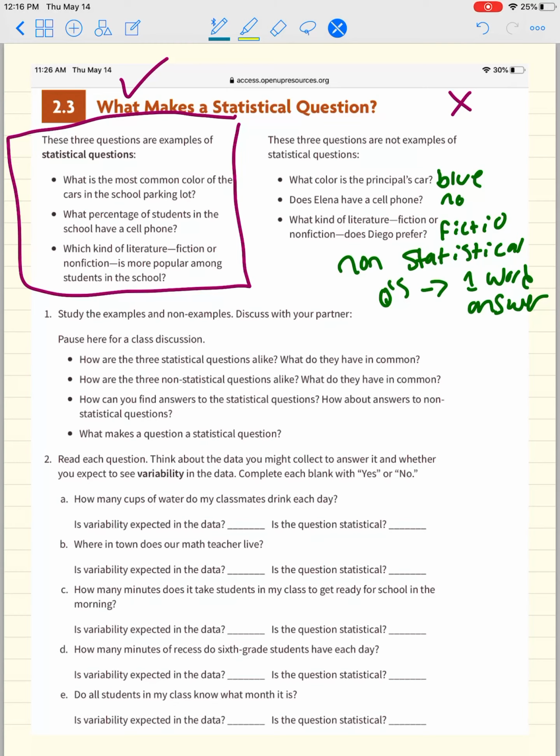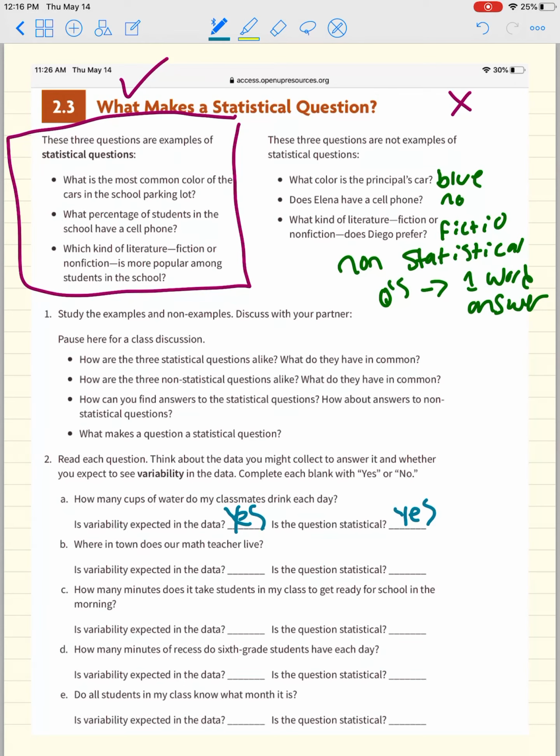But you probably would get a good amount of variability in the data to an extent. Probably you're not going to have a lot of kids drinking more than 5-8 glasses of water a day. But you are going to get different answers. So your answer is yes, there is variability in the data. And yes, it is a statistical question, because we could take that and we could create a dot plot or a different kind of graph to answer that question.